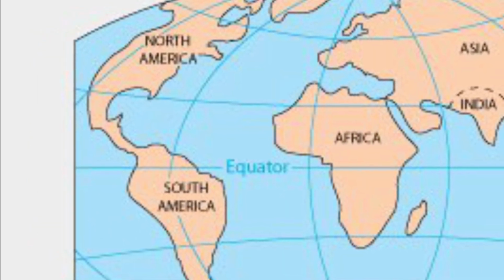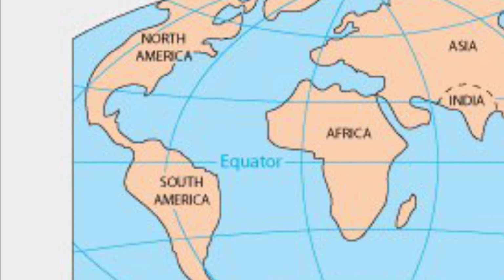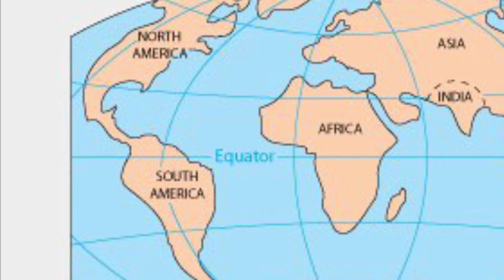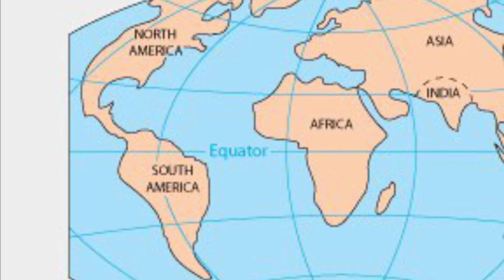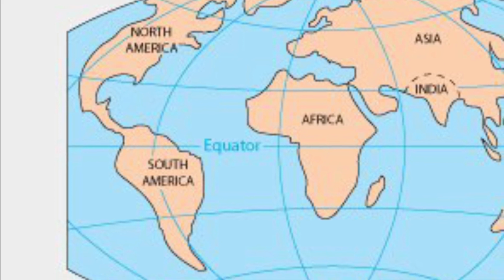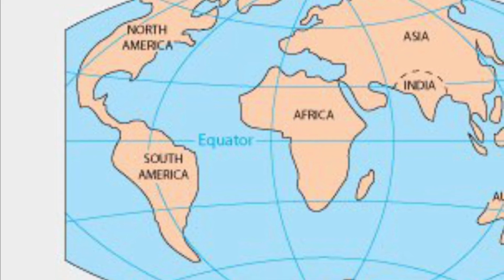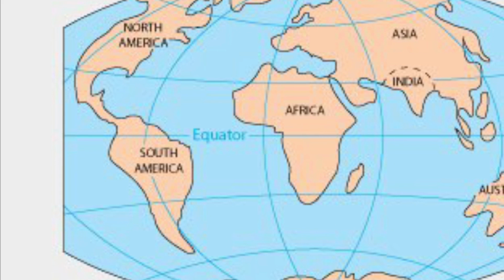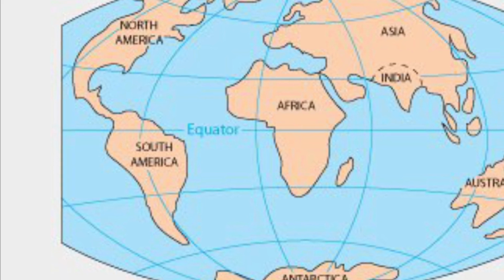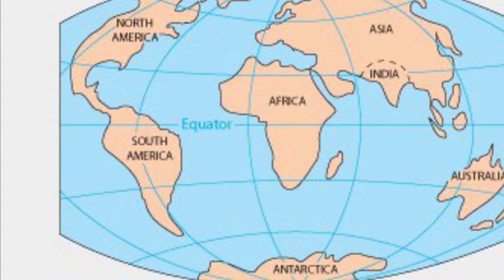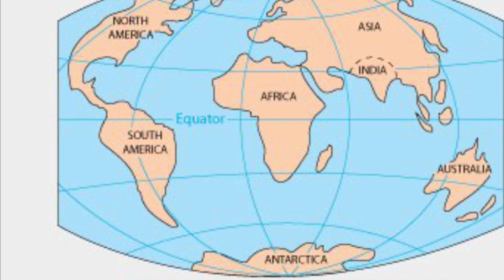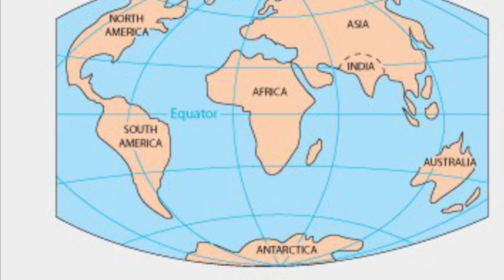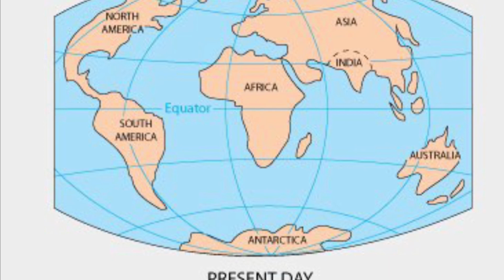Laurasia makes up the northern continents of today, consisting of Europe, North America, and Asia. Gondwana makes up the southern continents of today, consisting of South America, Antarctica, Australia, India, and Africa.